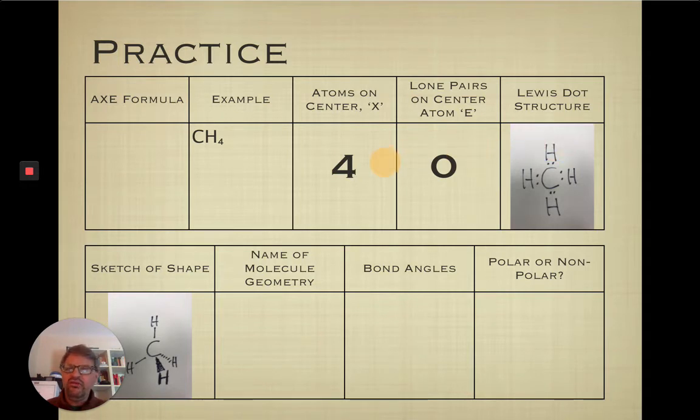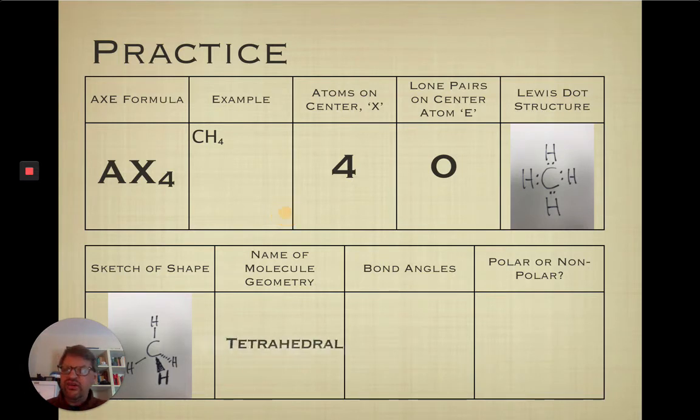So what is the AXE formula? AX4. Carbon is A, the hydrogens are the X's, there are 4, and no lone pairs, AX4. Take a moment then and see if you can determine the shape of methane.